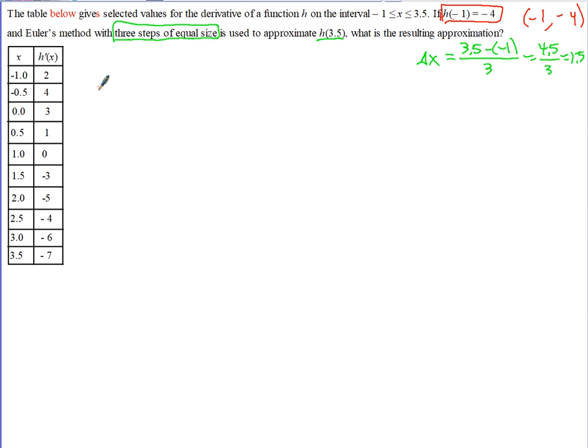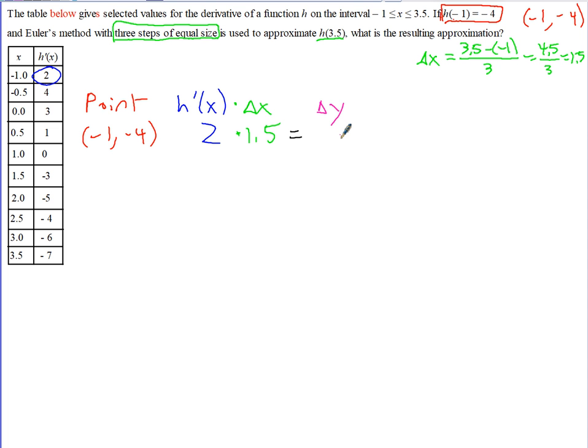Then we can start with our starting point. In this case, -1, -4. Point here to start with. And the step, figure out the slope first, which in this case is the derivative h prime of x. Here we can just use the table at -1, when x is -1. You can see h prime is equal to 2. And then we multiply that by the step size, which in this case we just figured out as 1.5. And that tells you how much the y-coordinate changes.